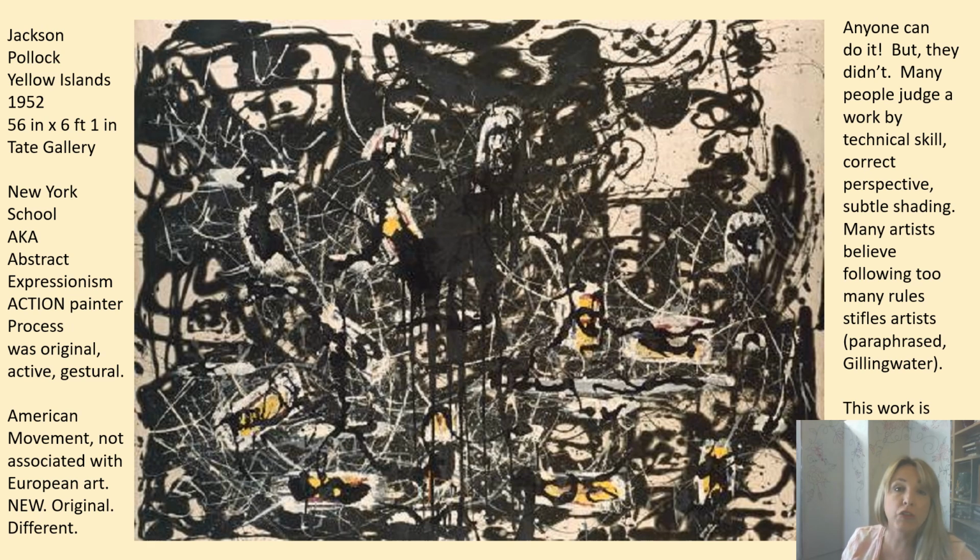He's been called Jack the Dripper. He was featured in Life magazine and was a big deal. People actually used to come out just to watch him work. It's an American movement. It's not associated with European art, and I think that's one of the reasons why it commands such high prices in the marketplace. Jackson Pollock's Number 5 sold for $140 million, and it held the record for a long, long time.